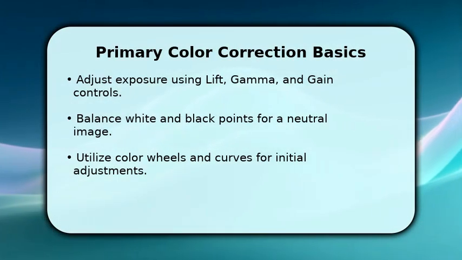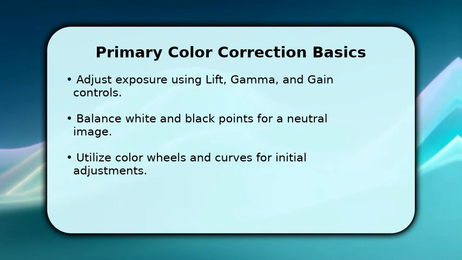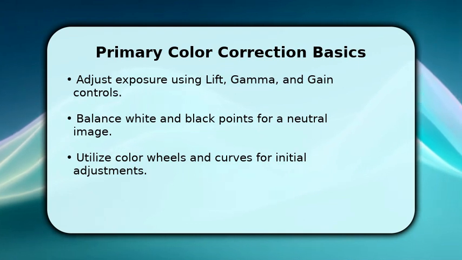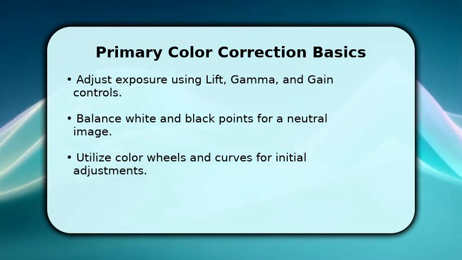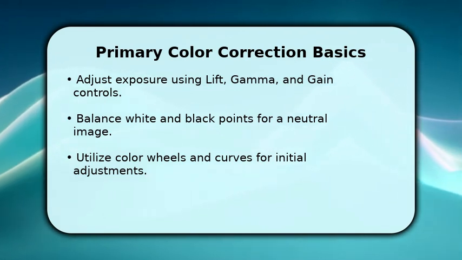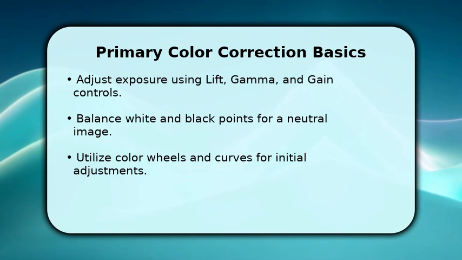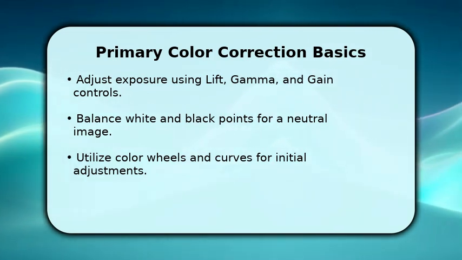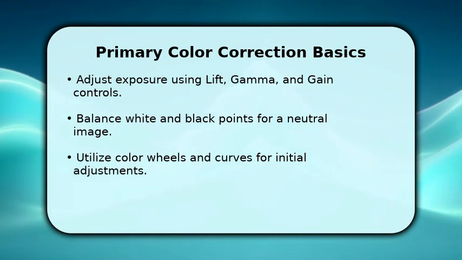Next, we'll dive into primary color correction, the essential first step. You'll learn to adjust your image's exposure using the lift, gamma, and gain controls, which affect shadows, midtones, and highlights respectively. We'll also cover how to balance your white and black points to achieve a neutral, clean image. Furthermore, I'll show you how to effectively use the color wheels and curves for these crucial initial adjustments, setting a strong base.